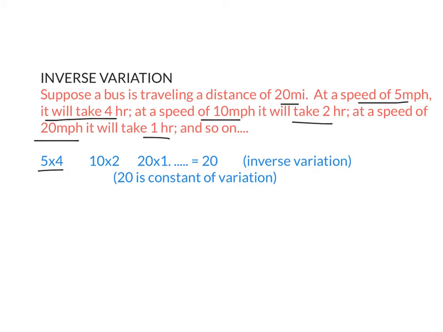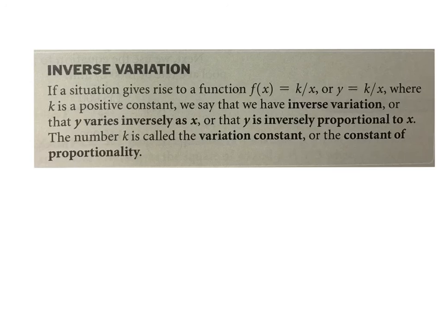So 5 times 4 is 20, 10 times 2 is 20. Remember, last time I was dividing; this time I'm multiplying. 20 will be your variation constant. Let's look at the official definition here. Inverse variation is not y equals kx, but y equals k over x, where k is the positive constant.